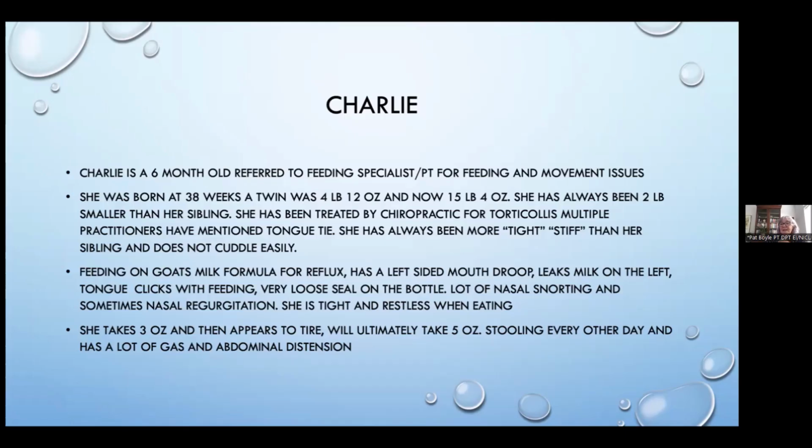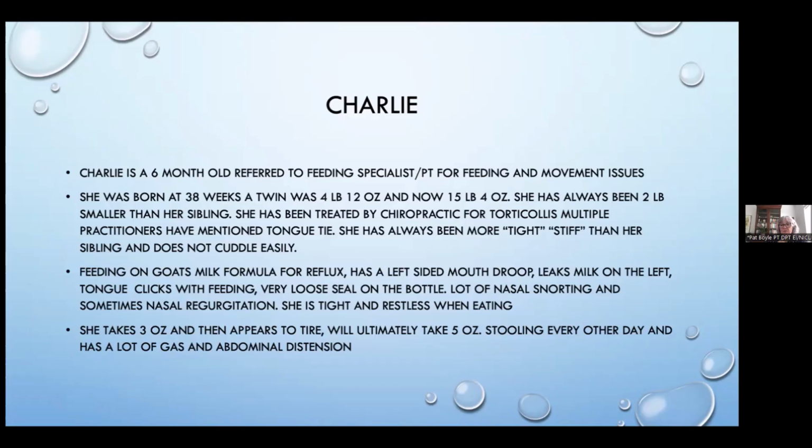Interestingly, she has a left-sided mouth droop, and she leaks milk on the left. Her tongue clicks with feeding. She's on a bottle. She has a very loose seal on the bottle, lots of nasal snorting, sometimes nasal regurgitation. She's really tight and restless when eating, and she only takes about 3 ounces compared to her sibling who takes 5 to 6. And she gets really tired with feeding, ultimately taking the 5 ounces.